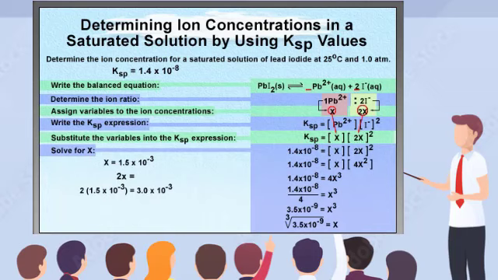Since x represents the ion concentration of lead, you know that the lead ion concentration at equilibrium is 1.5 times 10 to negative 3 moles per liter of aqueous solution. You also know that 2x represents the concentration of iodide ions, which is 3 times 10 to negative 3 moles per liter of aqueous solution. Since the term molarity expresses concentration in terms of moles per liter of solution, the given units can be simplified to molar.